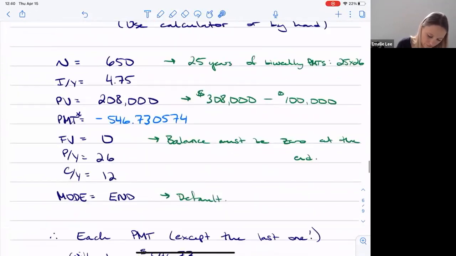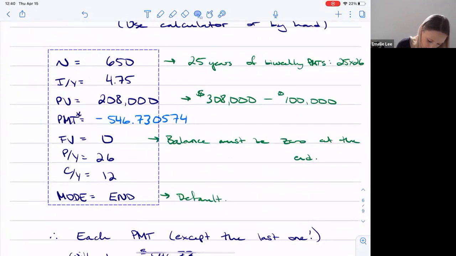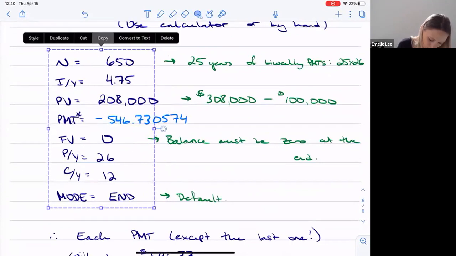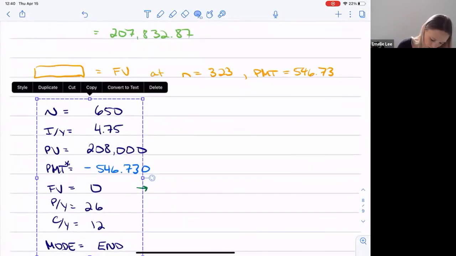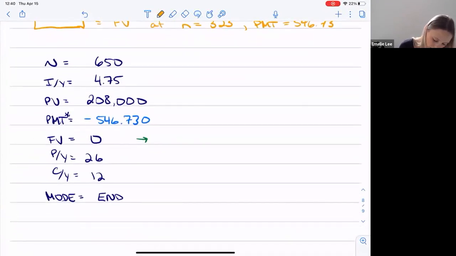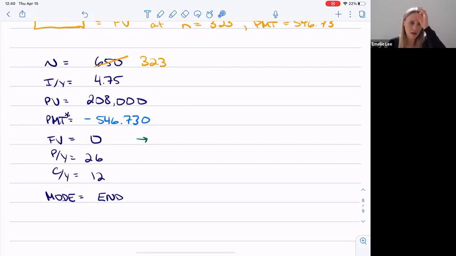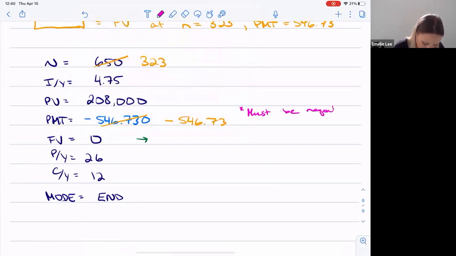And to save us a little bit of time, I'm just going to copy this and change what I need. Paste. Okay, so here I'm going to change this to 323. The interest per year is the same. The present value is the same. That's the amount that I want to pay off. And in fact, you could keep it here, but I would round it to 2 decimal places. Must be negative to pay off the loan.